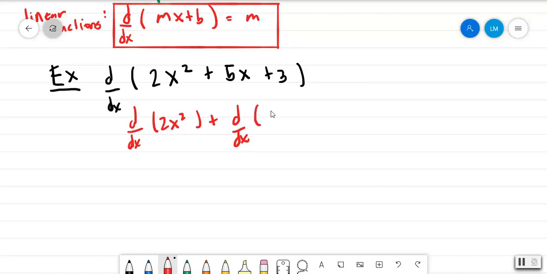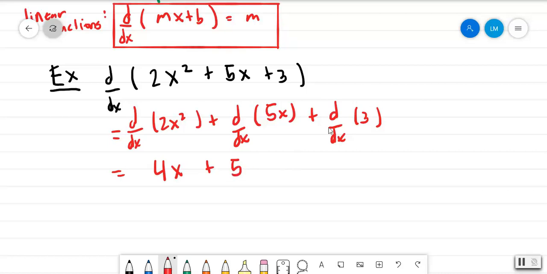Now you can either change it as a linear function or not, it doesn't really matter. Okay, well that gives me 4x plus 5. It does give me 0, but I don't need to write it. So the derivative is just 4x plus 5.